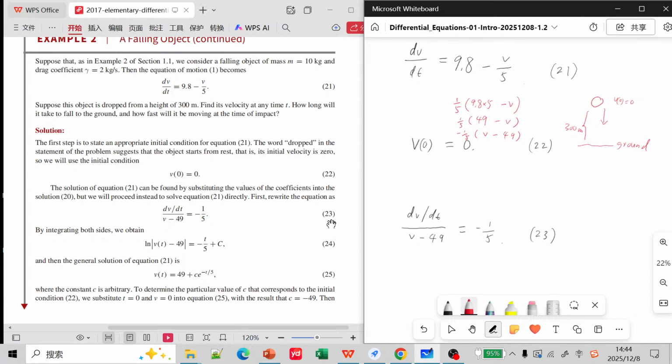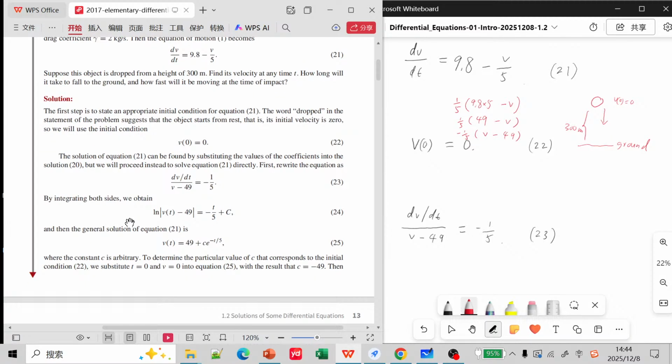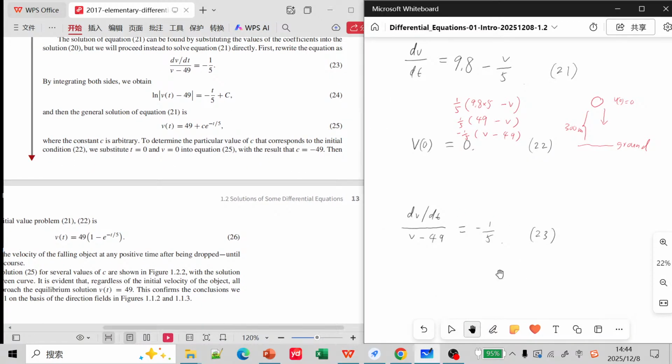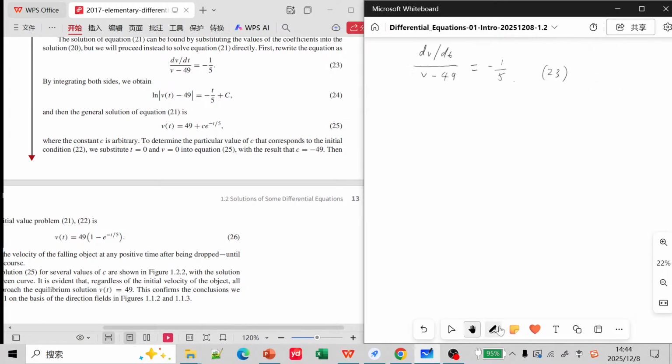This is equation 23. By integrating both sides, we obtain equation 24. By integrating, let me write it down first. Equation 24. Now the absolute value of v of t minus 49 is equal to minus t over 5 plus big C. This is equation 24.